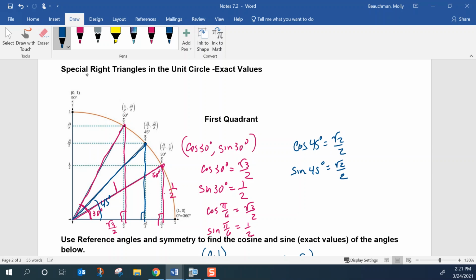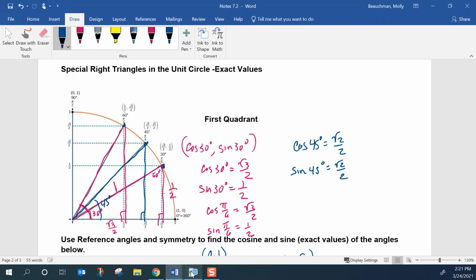So the idea of using special right triangles is to find as many exact values as possible for the ratios of certain angles. We can find exact values for 0 or 360, 30 degrees, 45 degrees, 60 degrees, and 90 degrees. Exact values mean that they're in terms of radicals. They're not decimal places.